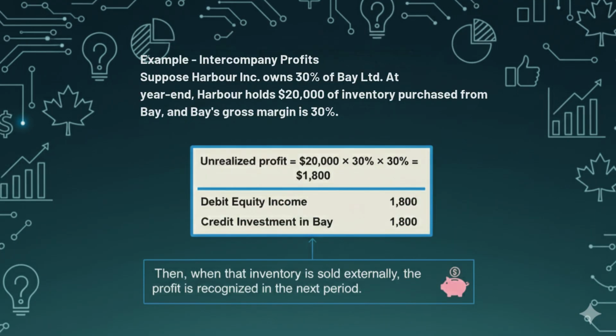Let's stick with an example. Suppose Harbor Inc. owns 30% of Bay Limited. At year end, Harbor holds $20,000 of inventory purchased from Bay, and Bay's gross margin is 30%. Unrealized profit equals $20,000 times 30% times 30% equals $1,800. The entry is debit equity income $1,800, credit investment in Bay $1,800. Then, when that inventory is sold externally, the profit is recognized in the next period.